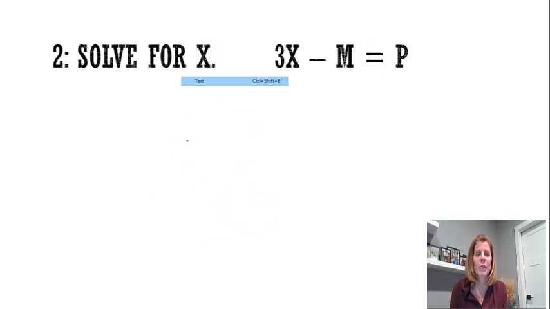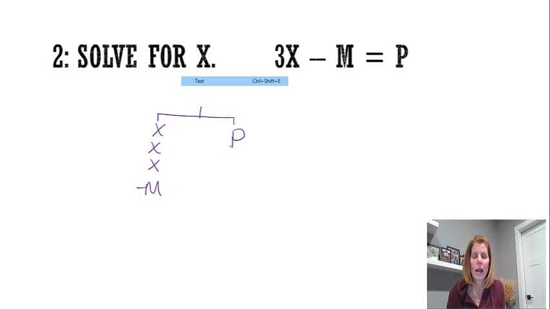All right, so let's try another one. This one says to solve for x once again. We have 3x minus m is equal to p. So again, I'm going to start with my mobile balance. On the left side, I have 3 x's and minus m. And then on the right side, I have a p. So again, we want to isolate the x's.